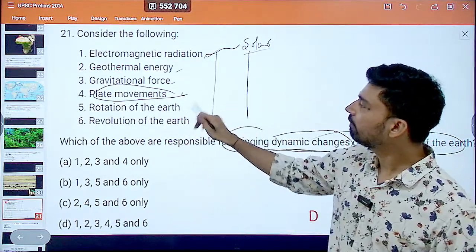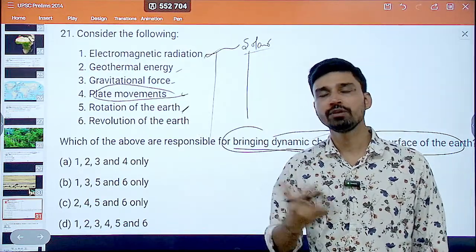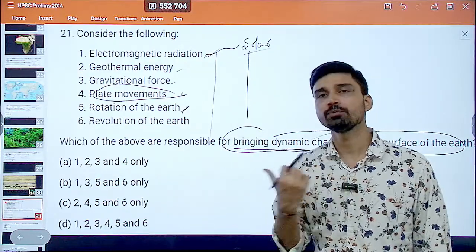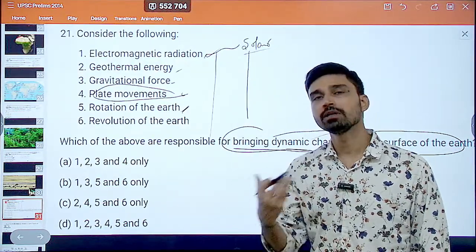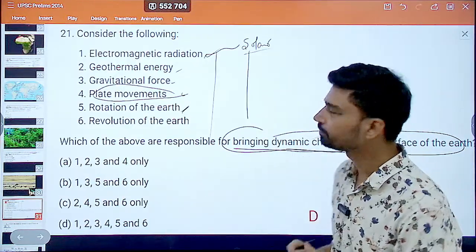Rotation of Earth, as we have discussed, obviously as the Earth rotates, what happens? You have occurrences of day, night and in between twilight, and also rotation of Earth creates a centrifugal force. This centrifugal force causes change in the height of the troposphere on the Earth's surface.